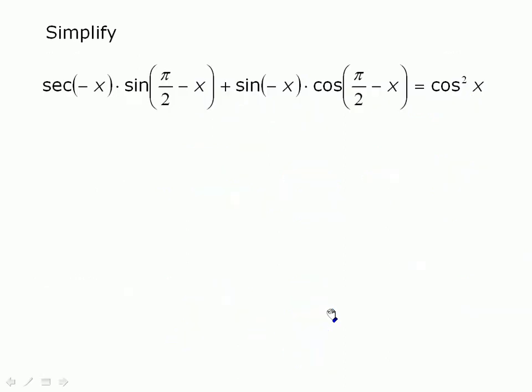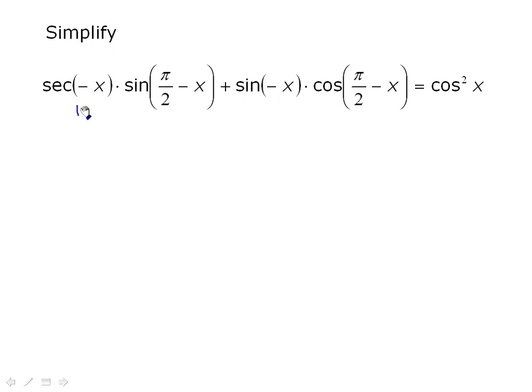Now this is more like it. A fairly messy looking expression. You're asked to simplify. In actual fact, it's a proof. What I'm going to do with this one, using the symmetry and the complementary and cofunction identities, is break this left side down, this dirty side, until it's equal to the clean side.